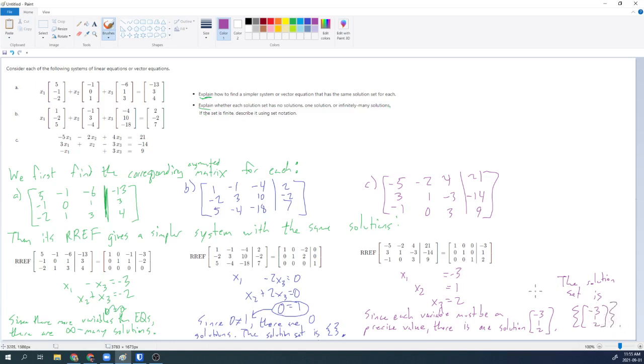All right, and before I call this quits, let me just double check to make sure I've done everything I was asked to do. I had 3 things, vector systems. I explained how to find a simpler system. I wrote some words saying what I was doing. So I took the augmented matrix for each, used technology to find the REF.